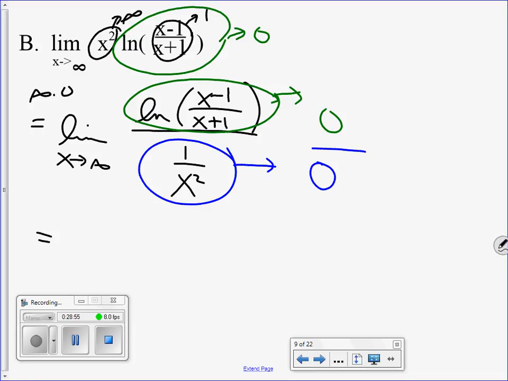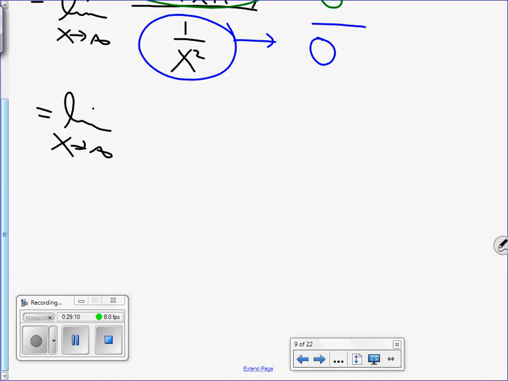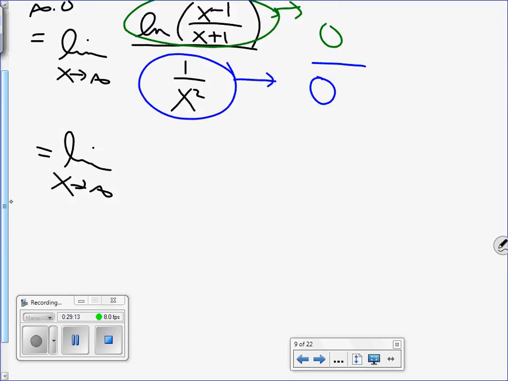Okay, so this limit is equal to the limit as x approaches infinity. Let's start with the derivative of the numerator. We have to do u prime over u, and the u is a fraction. Boy, we have lots of room on this one. We're just going to start with the derivative of the ln. So it's u prime over u, where u is x minus 1 over x plus 1. It's not bad, right? You're going to see.